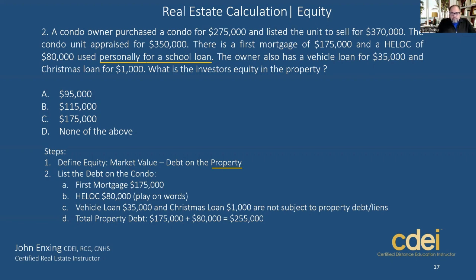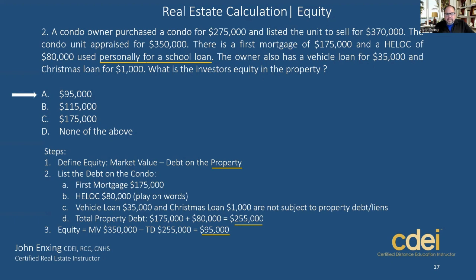Okay. So if I take the equity on the property, which would be 350,000, minus the debt on the property, 255,000, you can see that my equity is 95,000. Okay, so we're talking about answer A.